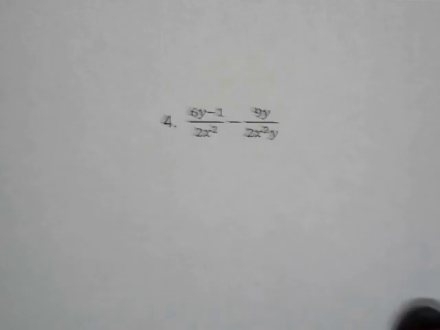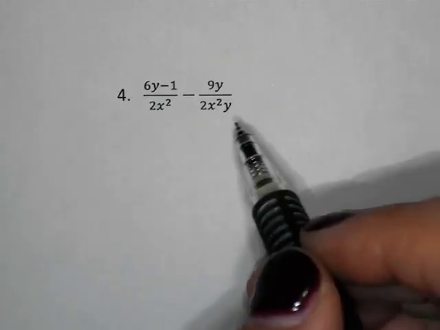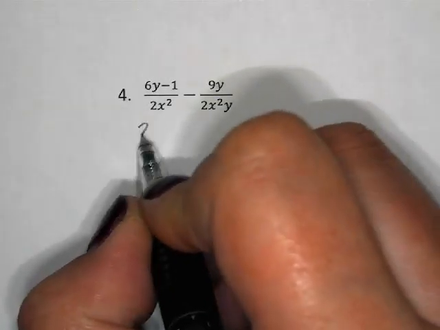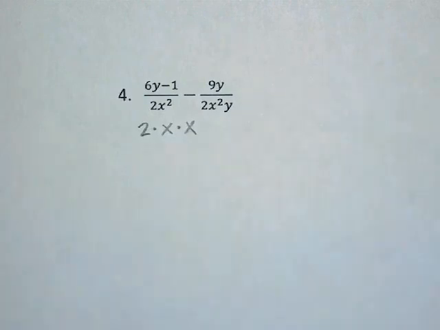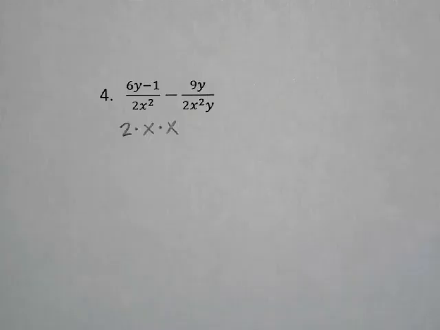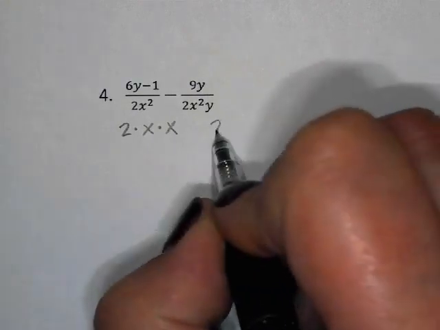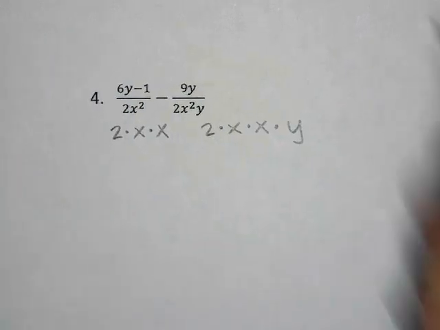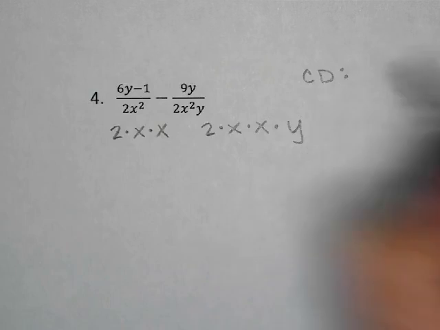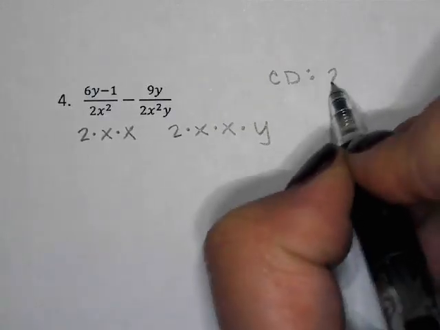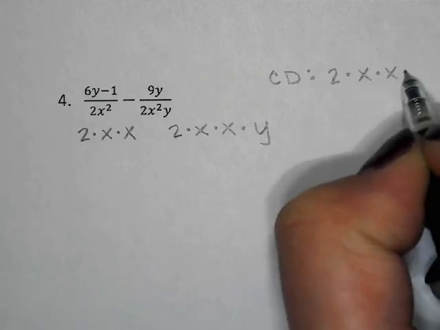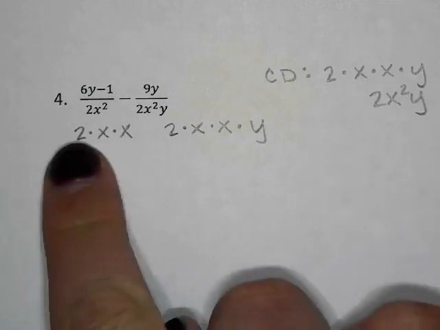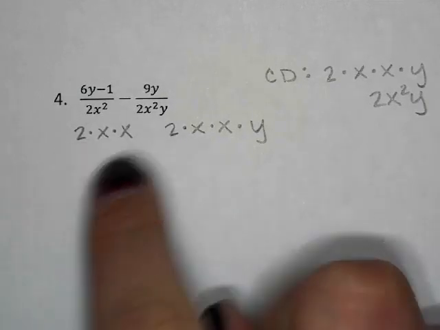So 2x squared would be 2 times x times x. 2x squared y would be what? The same thing but times a y. So for the common denominator, what do we need? 2 times x times x times y. So 2x squared y. Each of them needed 2 x's. And this one has a y, so they're each going to need a y.